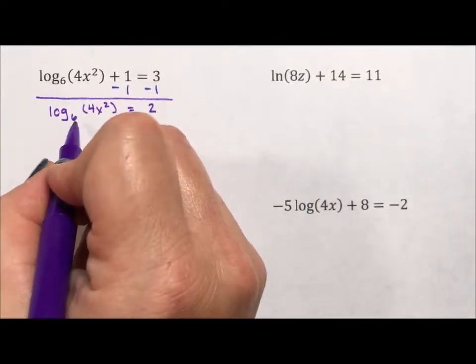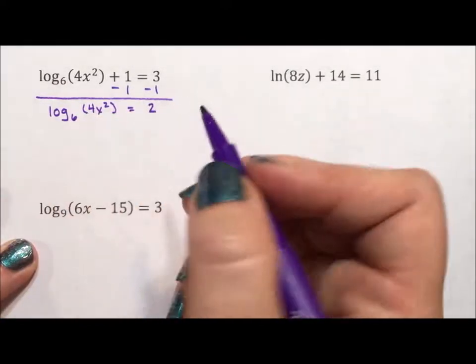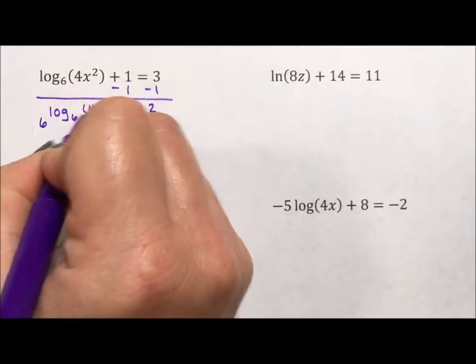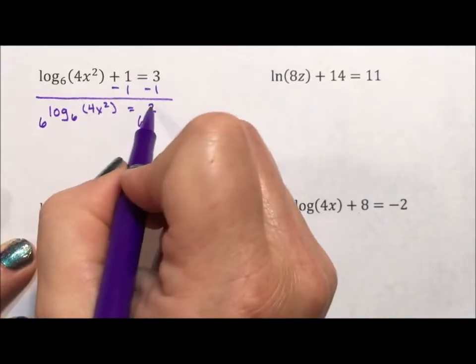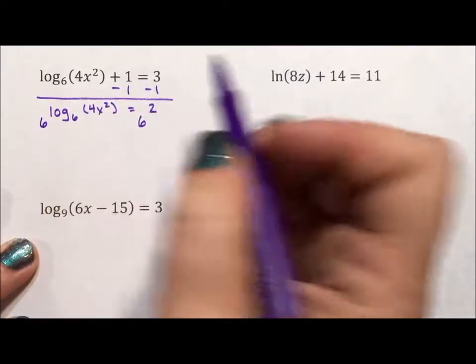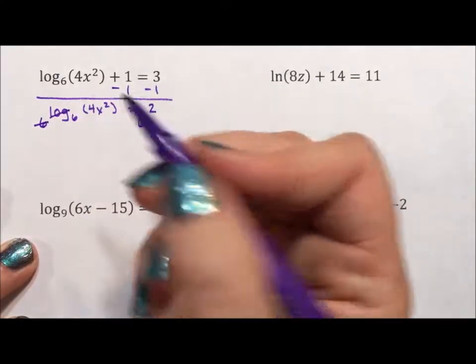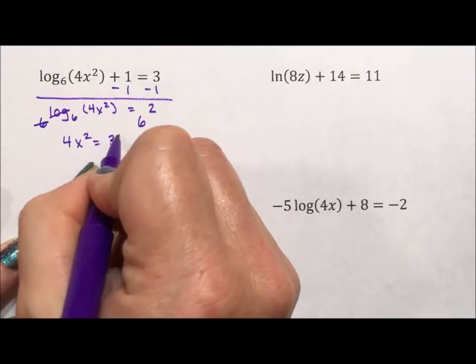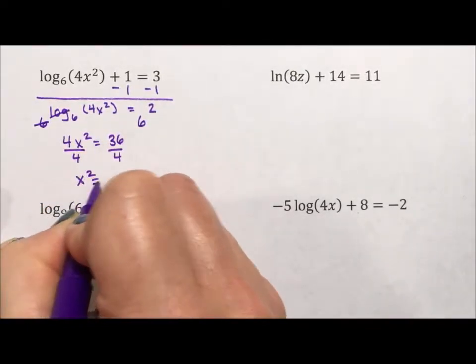So what I'm going to do to unwrap this is I'm going to make the log base 6 and the two exponents of 6. 6 to the power of log base 6 of 4x squared equals 6 squared. If the exponents are the same, then the bases to the exponents are the same. Because these are inverses, they undo each other, there and back again, and I'm left with 4x squared equals 6 squared, which is 36. Divide by 4, and I get that x squared is equal to 9.